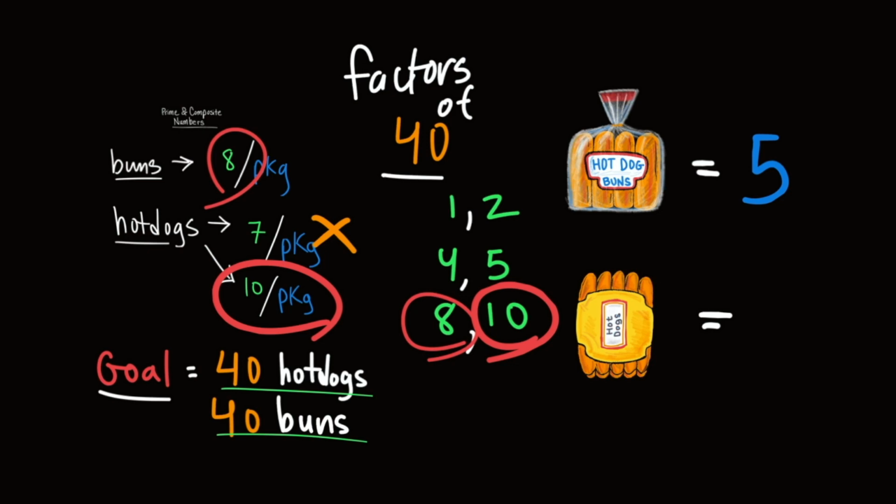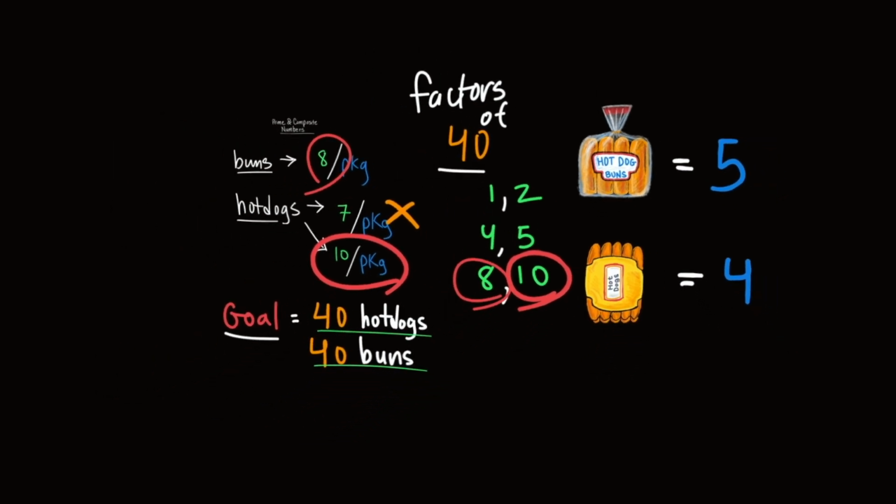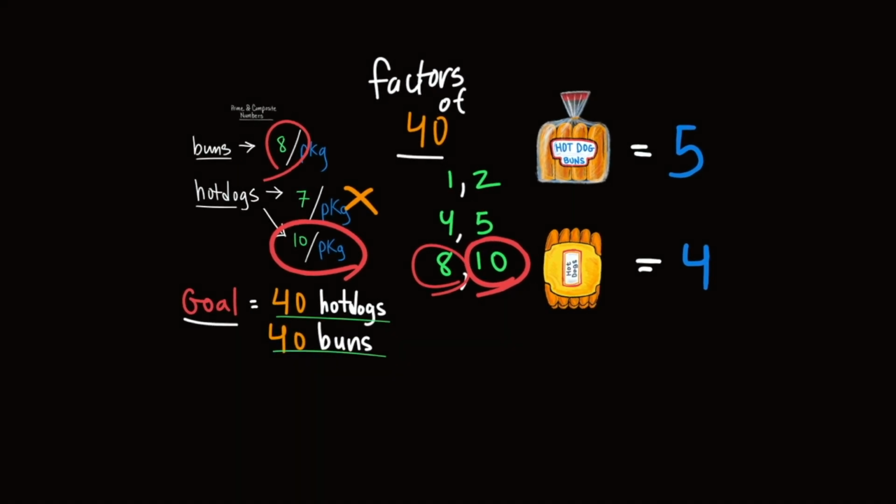So how many packages do we need? Well, let's think about the multiples of 10. So 10, 20, 30, 40. That would be 4 10s. 4 times 10 is 40. We're going to get 4 of these 10 count hot dog packages. And so using our knowledge of factors and multiples, we get the exact amount we need for the party and everything is good to go.